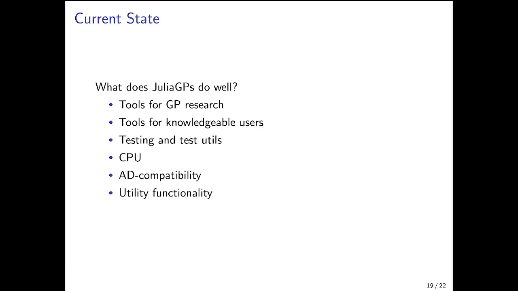Everything we do is on the CPU. The fact that we're doing well on the CPU is suggestive of the fact that we're not doing so well on the GPU at the minute, and we'd like some help. We're doing well on the AD compatibility front. We're Zygote compatible. Presumably we will be Diffractor compatible. And also we've got various utilities, which I'm pretty pleased with, things like plotting recipes, that kind of stuff.